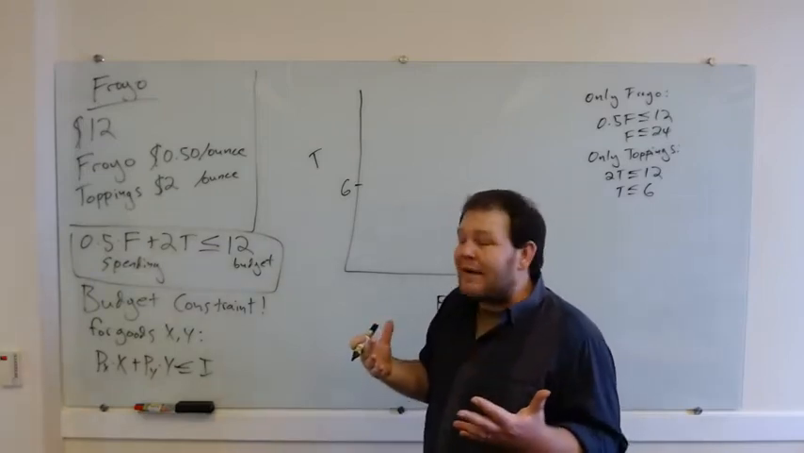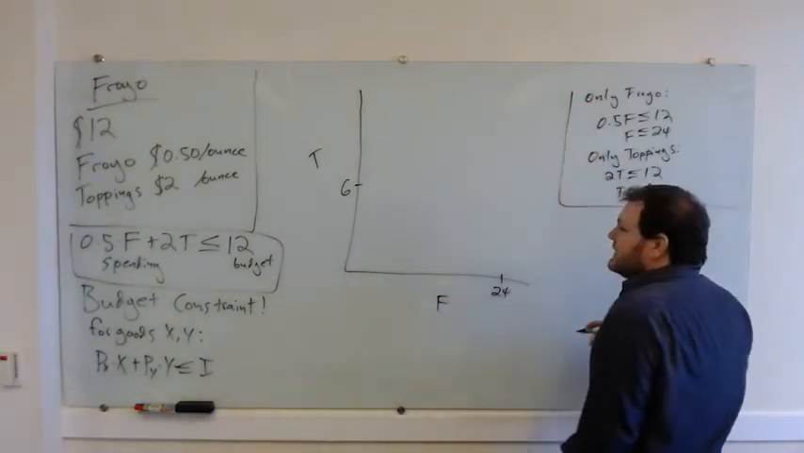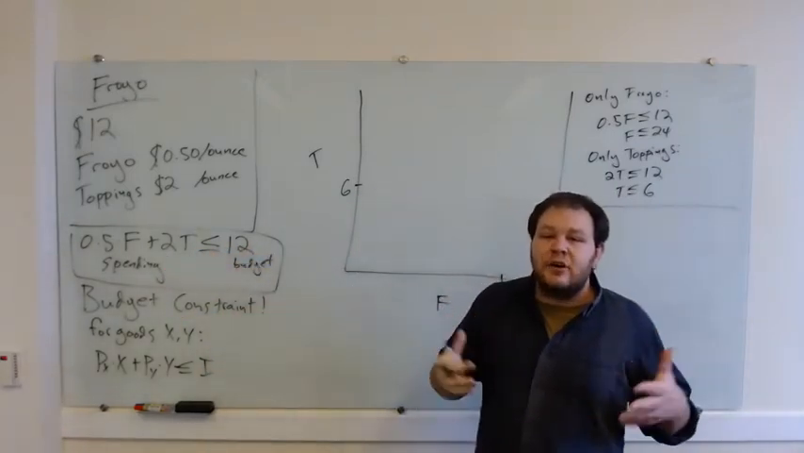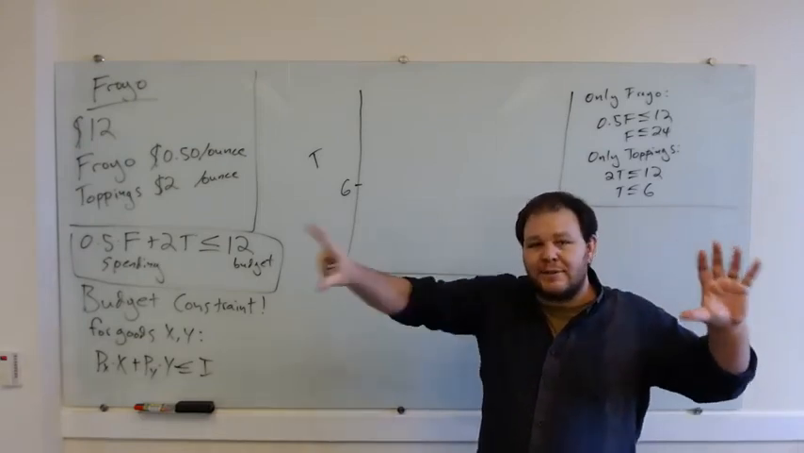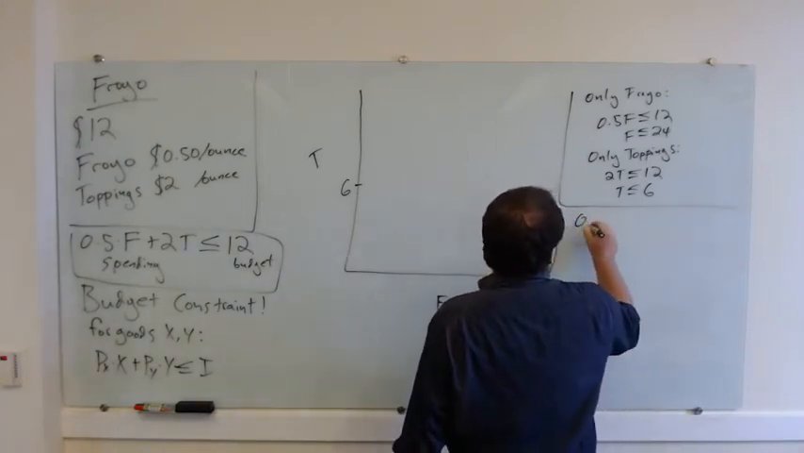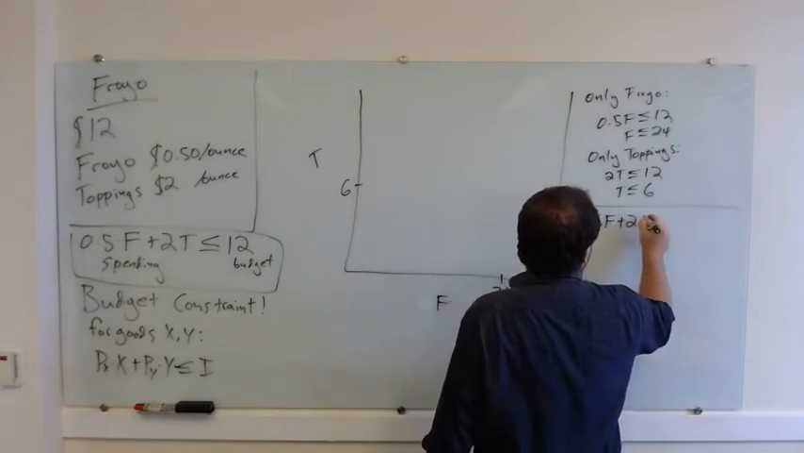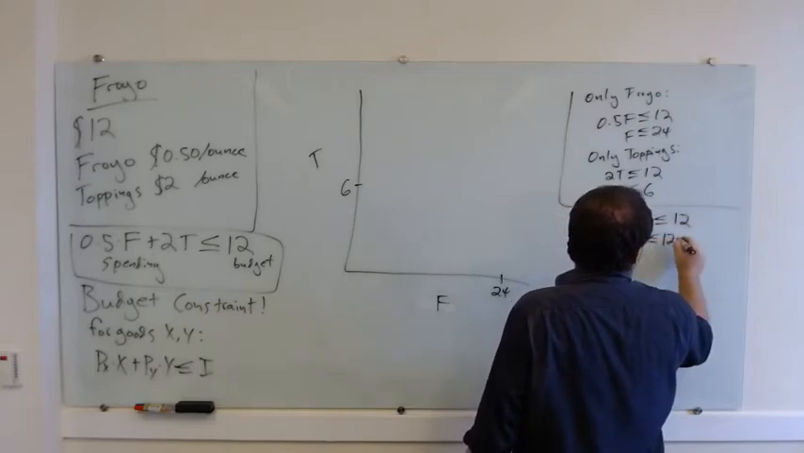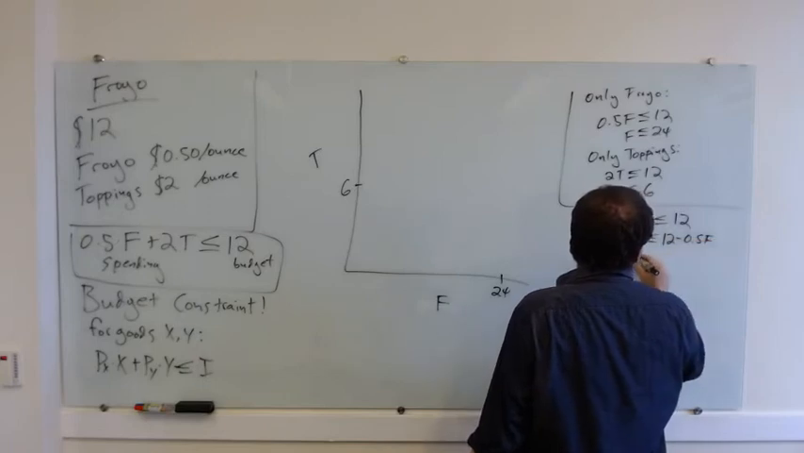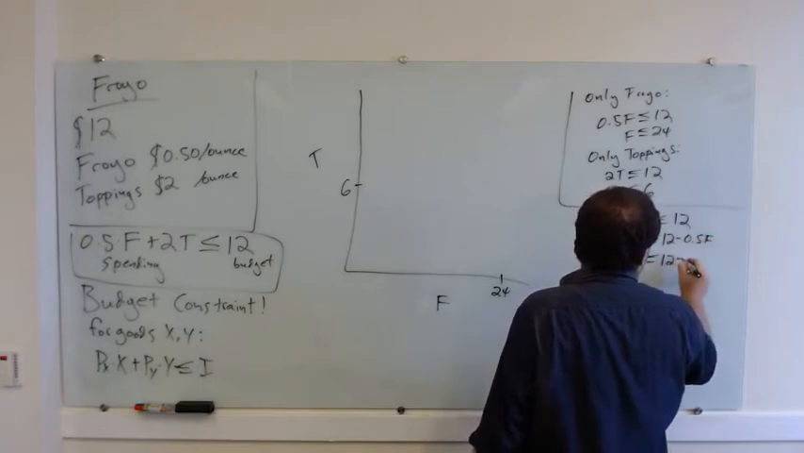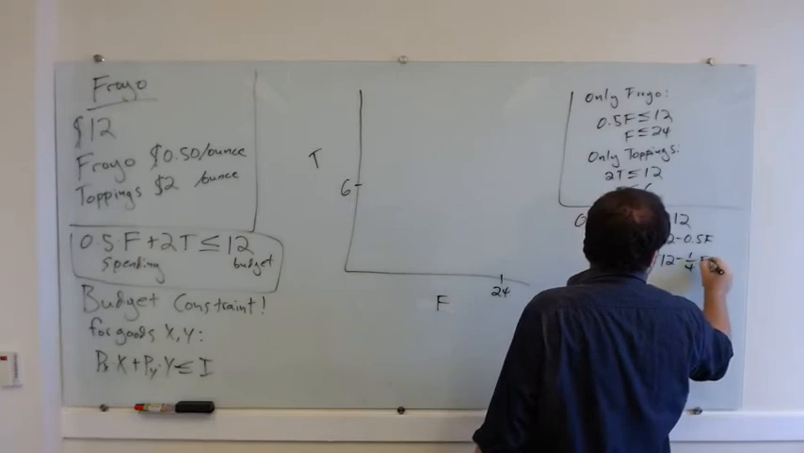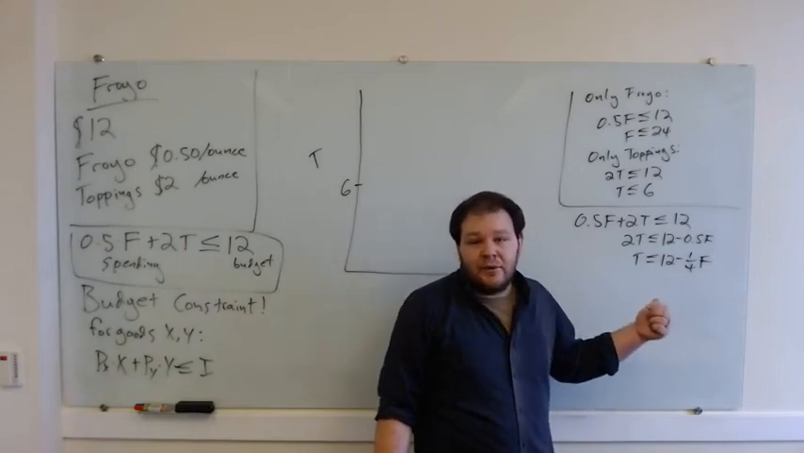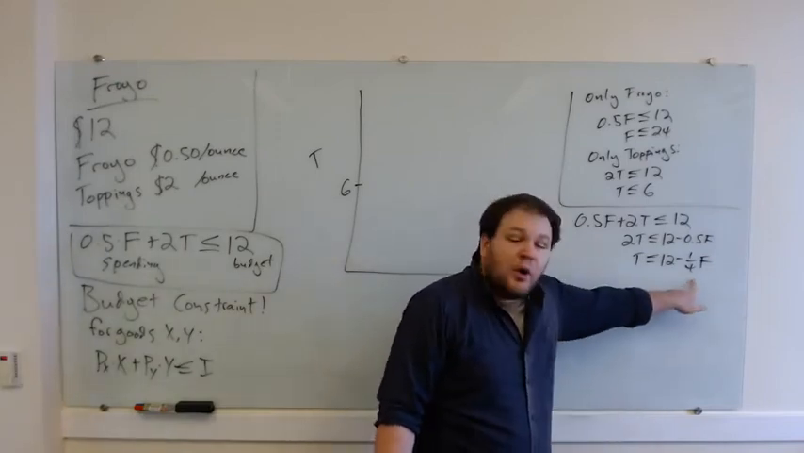Now, what's the rest of the graph going to look like? Well, to think about that, why don't we try to solve this equation for t so that it looks like a more standard plot, right, where you've got y equals some function of x. So we could say 0.5f plus 2t less than or equal to 12, right, 2t less than or equal to 12 minus 0.5f, t less than or equal to 6 minus, I'll say 1/4 f, right, or 0.25f. Good? So what's this? This is just a straight line, right? This is a linear function, and it's got a slope of 1/4.